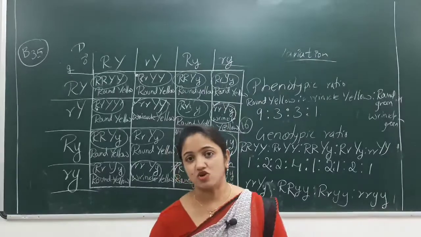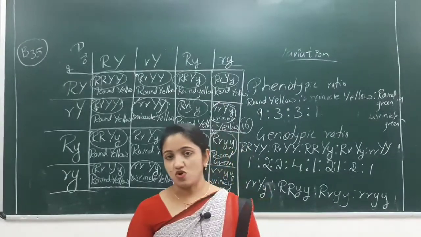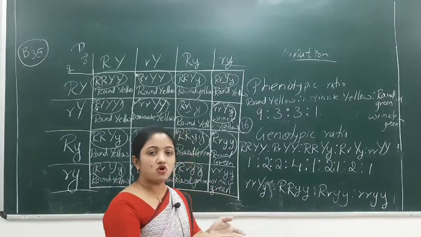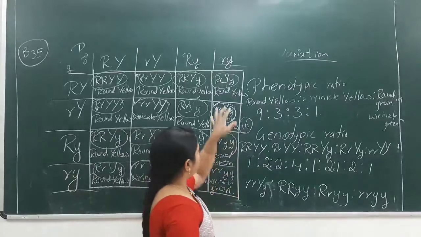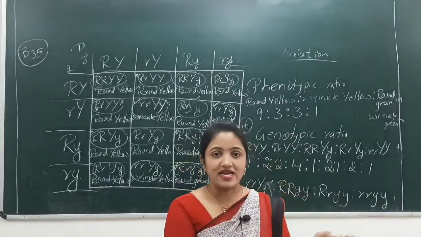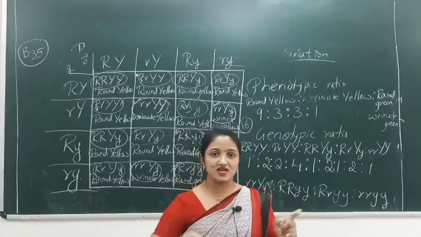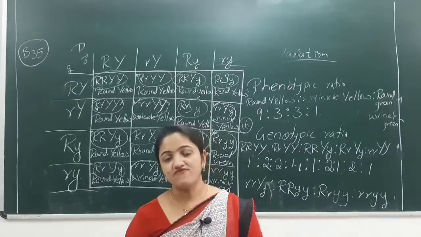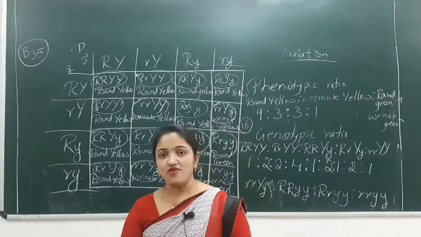Law of independent assortment, what does it state? It states that the factors or genes of 2 or more contrasting characters independently divide at the time of gamete formation. So that states the law of independent assortment.